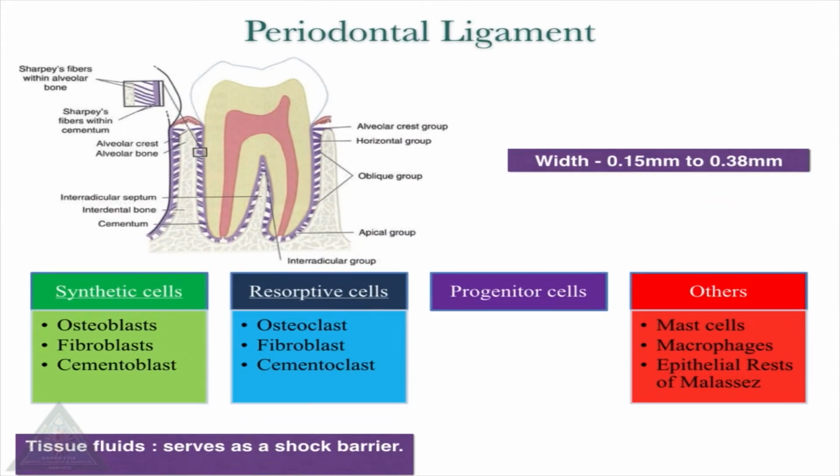No tooth movement is possible without the periodontal ligament. The width of the periodontal ligament is 0.15 millimeters to 0.38 millimeters. The periodontal ligament consists of the periodontal fibers, the cells, and the tissue fluid.